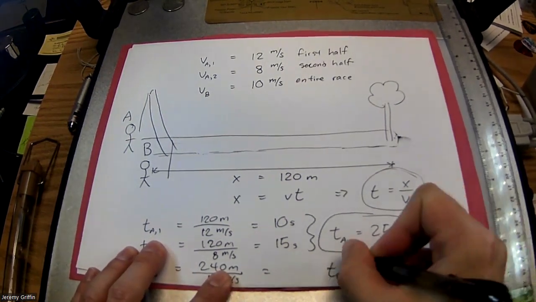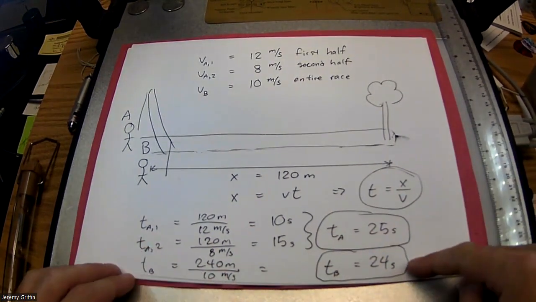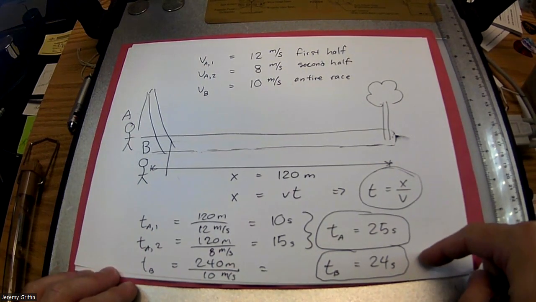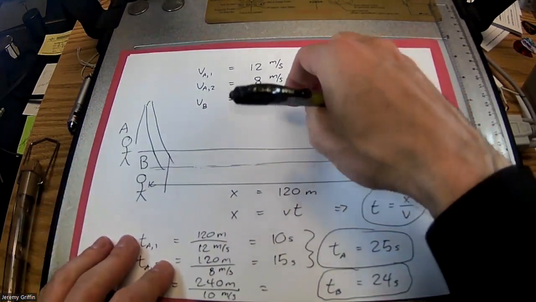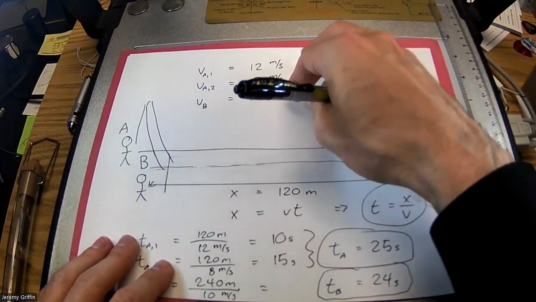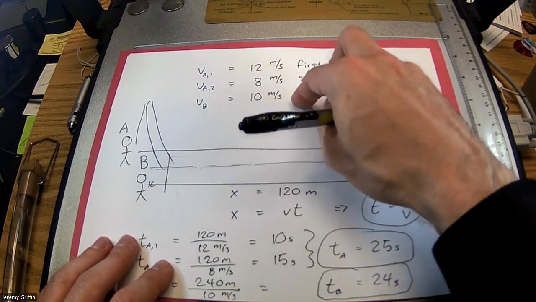24 seconds. Ooh, yeah, so you guys are right. By pacing himself, Bob actually does win the race. Okay. Yeah, you can change this distance, that doesn't matter. If you change any of these numbers, you guys see like the average of 12 and 8 is 10, right?